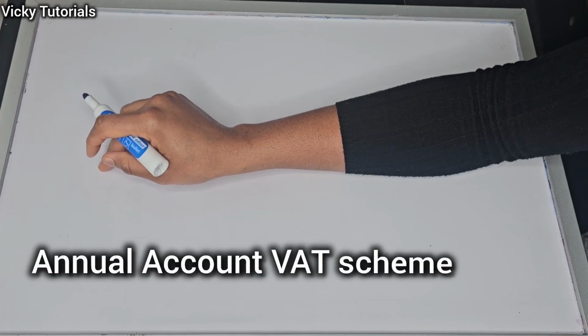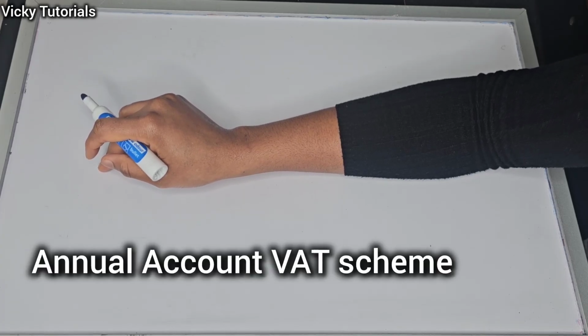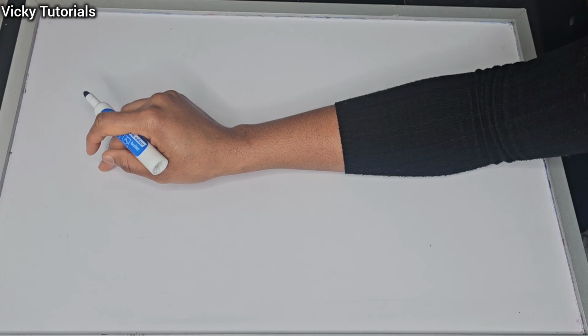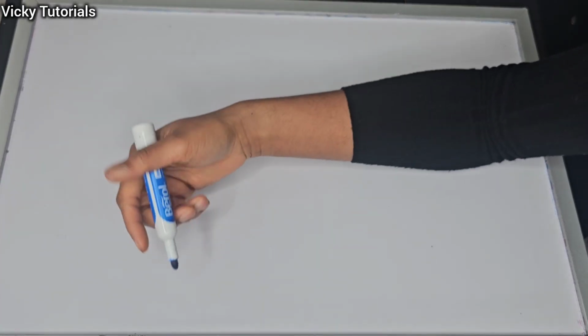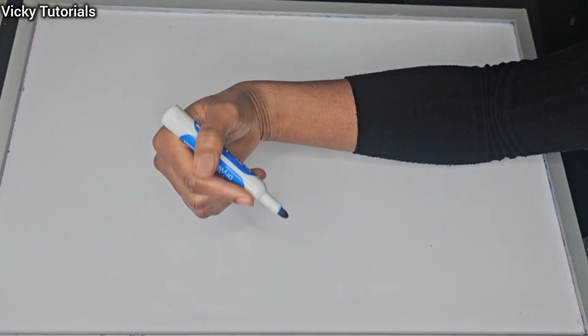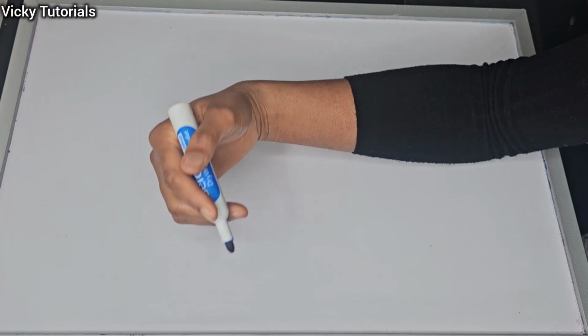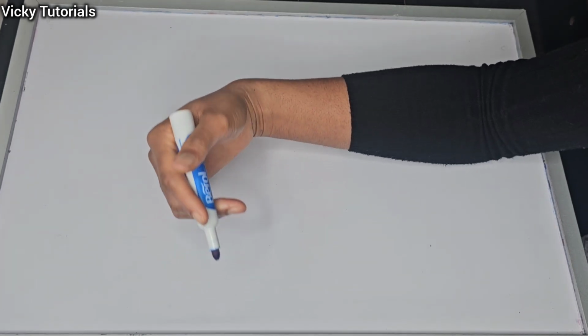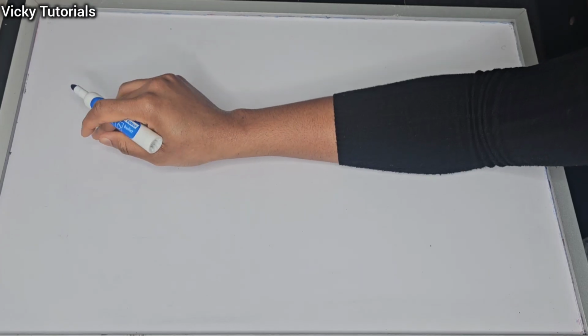Finally, we have the annual accounting scheme. In this scheme, you are allowed to pay VAT annually. This is mostly for businesses that do a lot of sales. So instead of filing your accounts quarterly, spending money on VAT preparation and all that, HMRC gives you the option to file your VAT once a year.